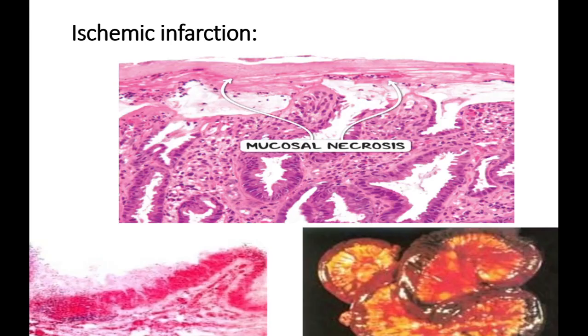Necrosis, ischemic necrosis, ischemic infarction, according to the severity, can be mucosal necrosis only in the earlier stages, mucosal and submucosal, or even transmural, involving the whole thickness of the bowel wall. This will require surgical resection of the necrotic segment and gangrenous segment.